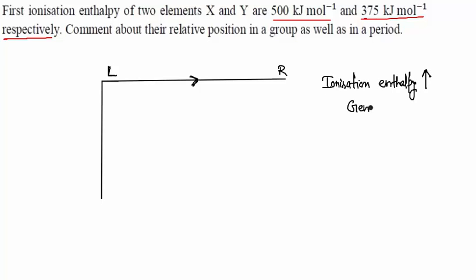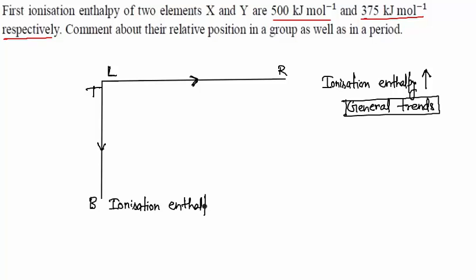There are a few exceptions, but you're not supposed to take those exceptions. You will study about those exceptions in your higher classes. You just see here the general trend of ionization enthalpy when you are moving from left to right in a period: the ionization enthalpy will increase. Now when you're moving from top to bottom, the ionization enthalpy will decrease. Now why is this happening?